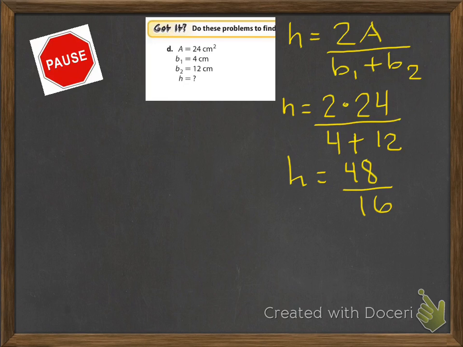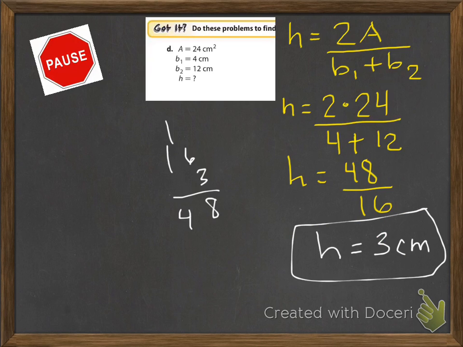So for 48 divided by 16, I believe you're going to get 3, but off to the side I'll do the math. 16 times 3. And yep, you get 48. So H is going to be equal to 3. And it will be 3 centimeters. Again, not centimeters squared, just H is equal to 3 centimeters.